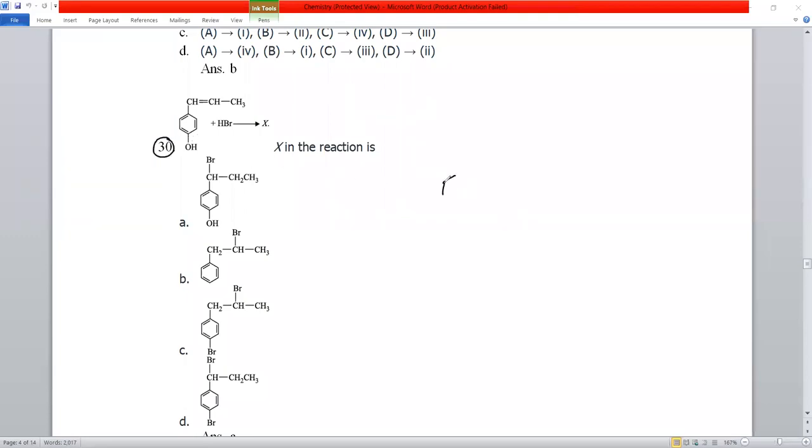Since we know the stability and the Markovnikov rule, we have to check the stability of the carbocation, students. According to the Markovnikov rule, we are adding H plus and Br minus here. So where will the more stable carbocation form? If this is polarized towards this side, we'll get the following.